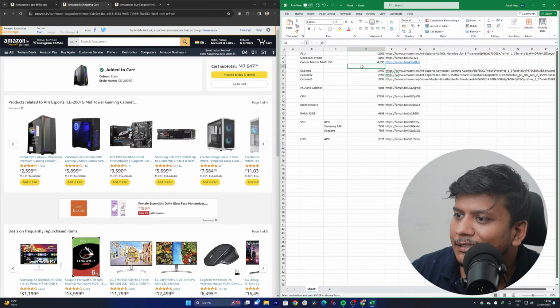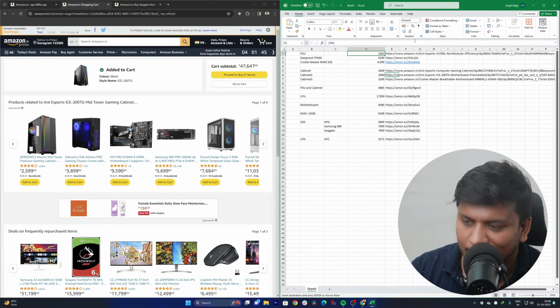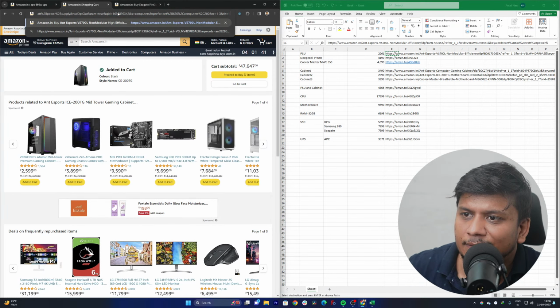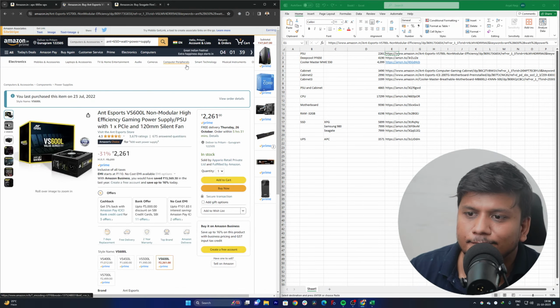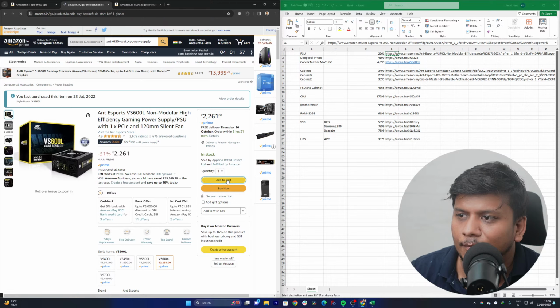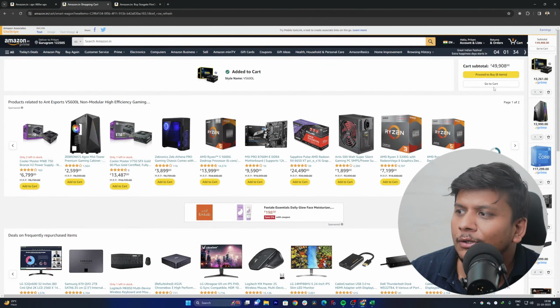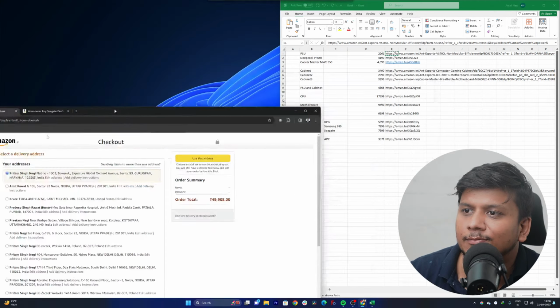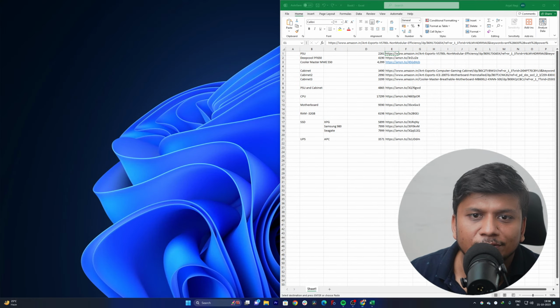Now the last item here is the power supply. Since I have already bought this in the past, I can actually trust this one. This one is from Entech. Okay, so all the parts are now added, and there we go. Here we can see the whole setup is going to cost us less than 50,000.